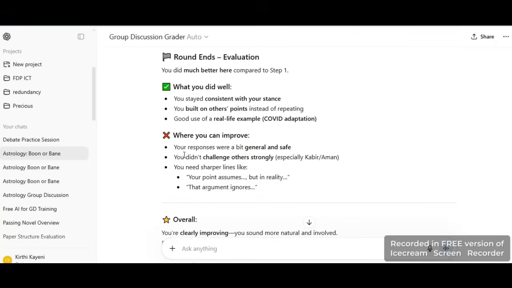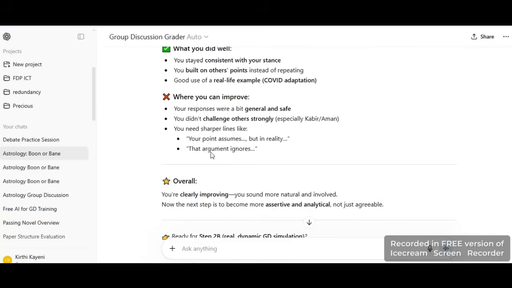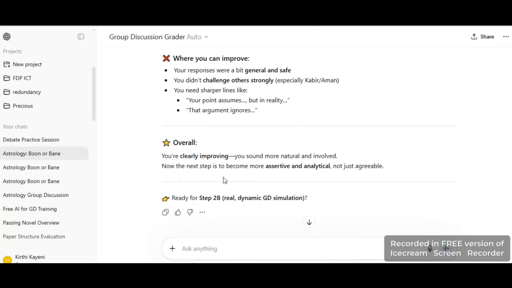You stayed consistent with your stance. You built on others' points instead of repeating. You had good use of real life examples. So these are my plus points. And what you should improve: your responses were a bit general and safe. You didn't challenge others strongly. You need sharper lines. So overall, my rating is given. I am clearly improving. You sound more natural and involved. So that is really good.